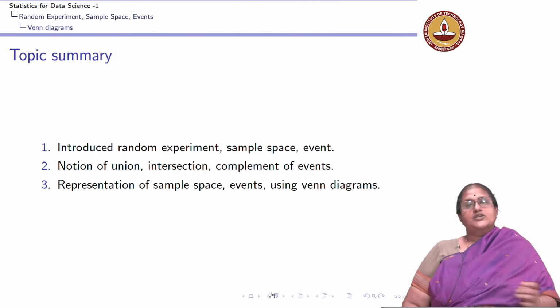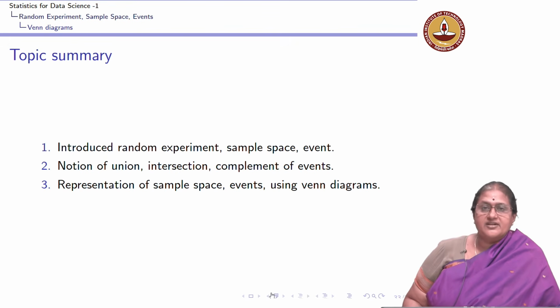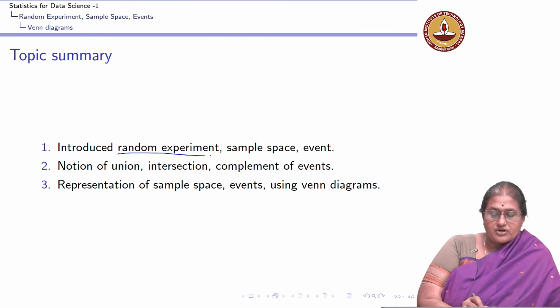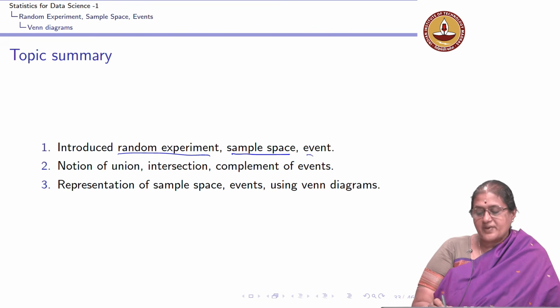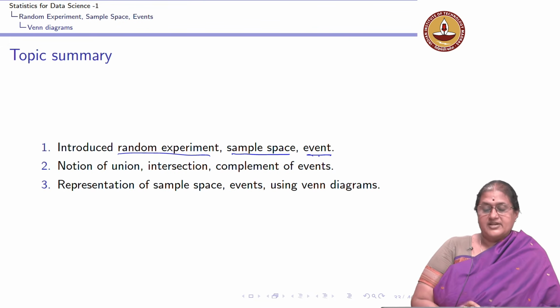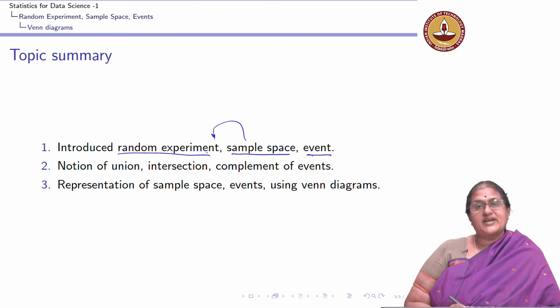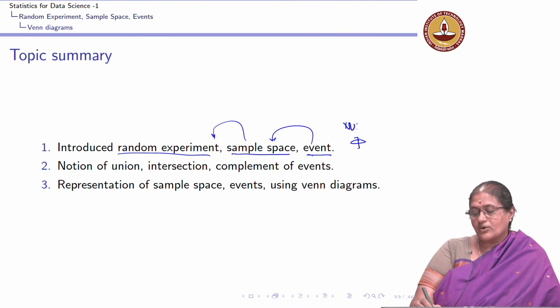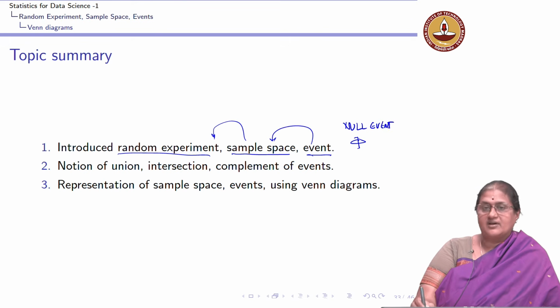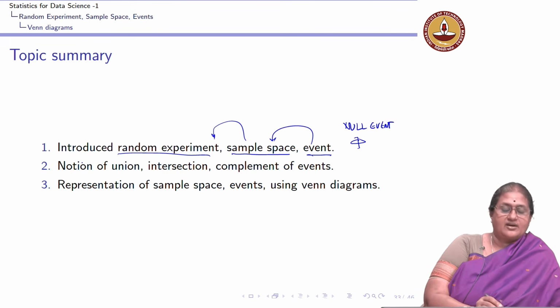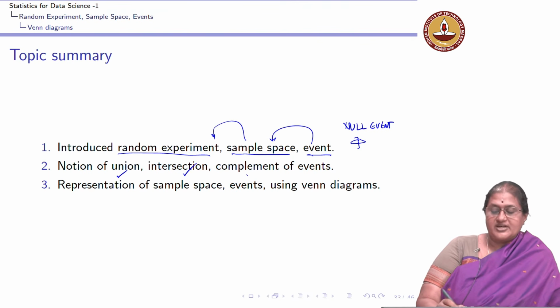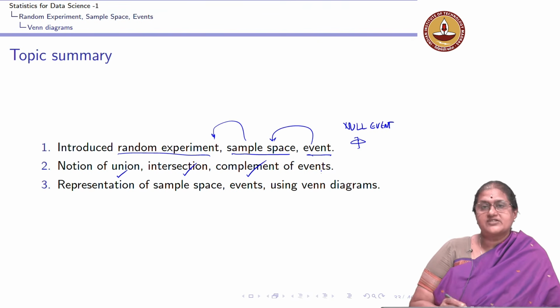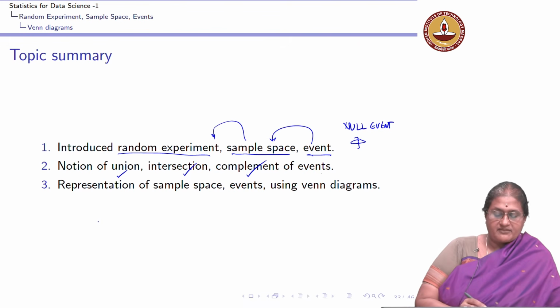So, what we have learnt in this lecture is that we have introduced the notion of a random experiment, sample space and event. Sample space is a set of all possible basic outcomes of the random experiment. Event is a subset of a sample space. We also introduced the notion of a null event. Since these are sets, we can introduce the notion of union, intersection and complement of events. We have seen how to define these events given a basic event.